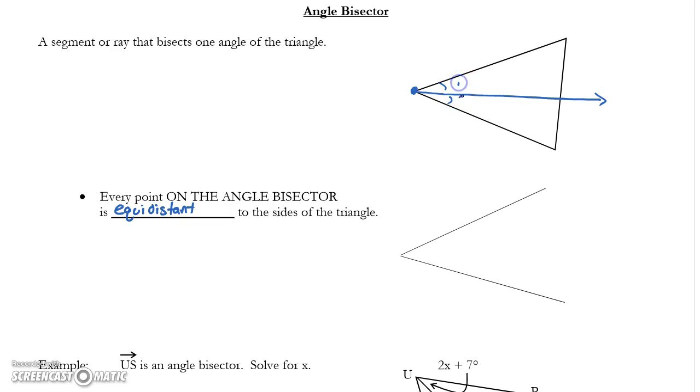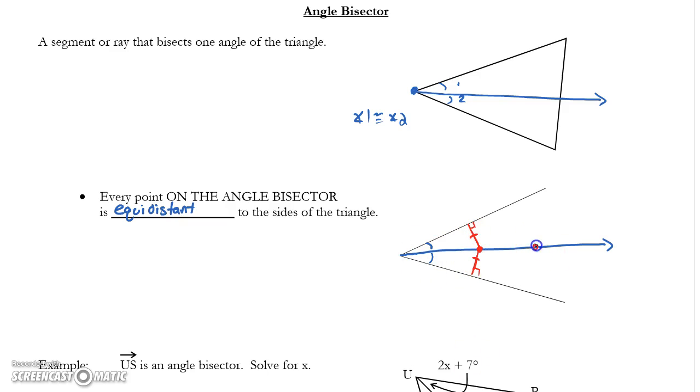First, this angle is cut in half, so angle 1 is congruent to angle 2. I could set them equal. But second is this idea that if this is my angle bisector, not only are those 2 angles congruent, but any point on here, for example this point, if I draw the line perpendicular to the side here, it has to be perpendicular because that's the shortest distance, and the line perpendicular to the other side from that point, those 2 lines are congruent.